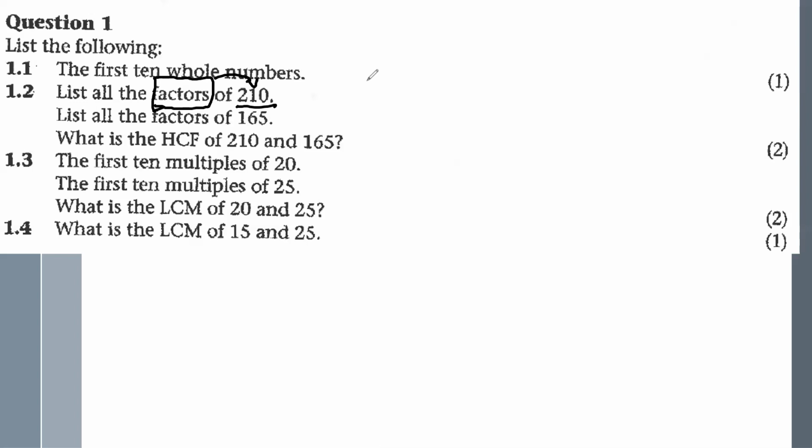So let's think, can 1 go into 210? I'm sure it can, because 210 divided by 1 will give you 210. So 1 is a factor of 210. Let's try the next natural number after 1. What is 210 divided by 2? Well, that is obviously 105, and so that means 2 is a factor.